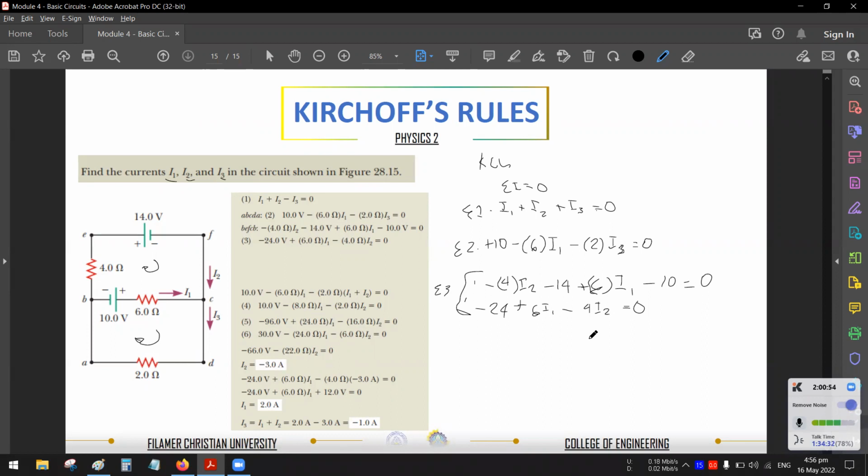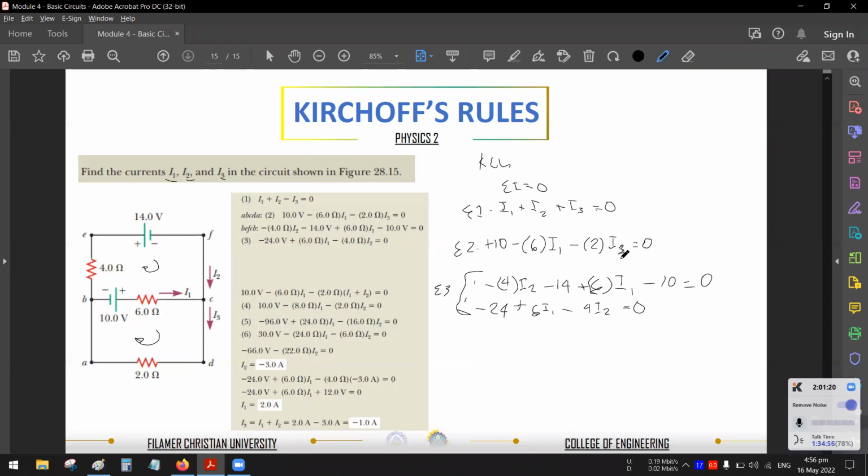So pwede nating isolve yung equation 1. Ito. So substitute na natin yung equation 2 natin dito. Alright, so that is 10 volts, positive 10 volts, minus 6 times negative 1, minus 2, di ba?